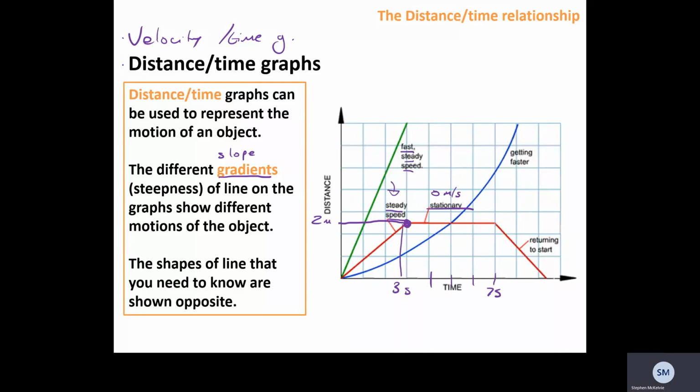If we see a negative gradient, it just means that I had an object here, started off at steady speed, stayed there for a while, and then came back. This is what it means by returning to start. I'm going to get rid of my scribblings, and you can have a little look at that picture and pause.